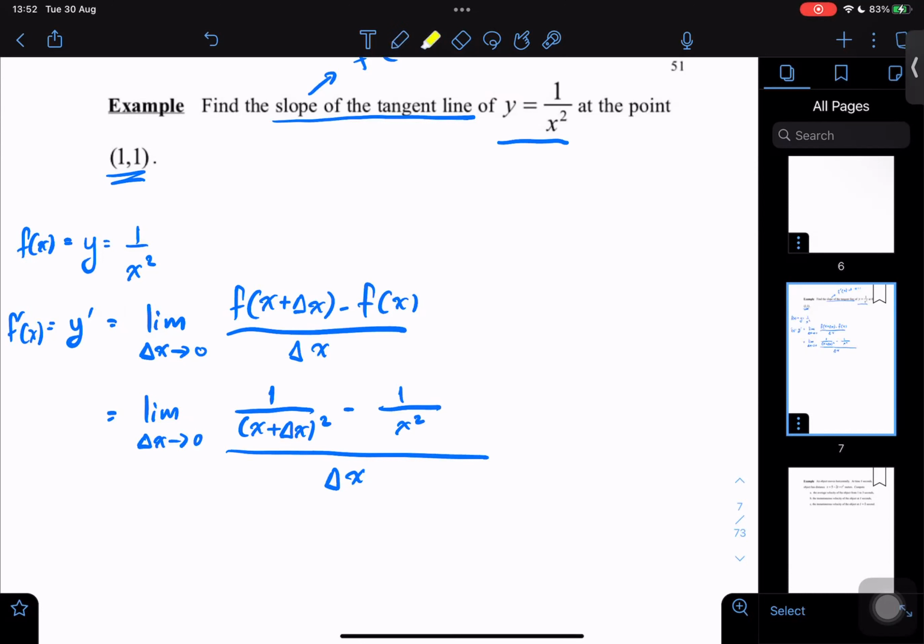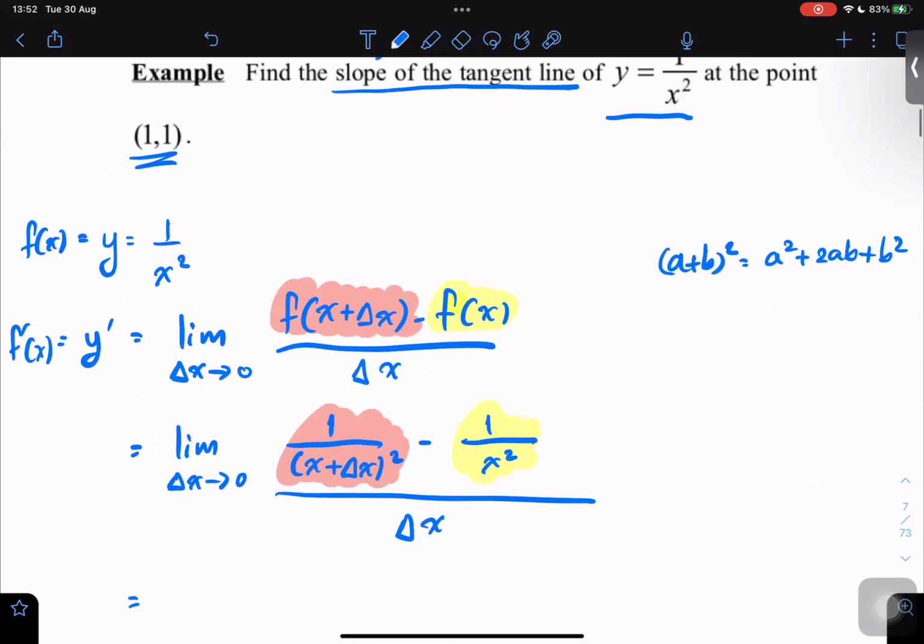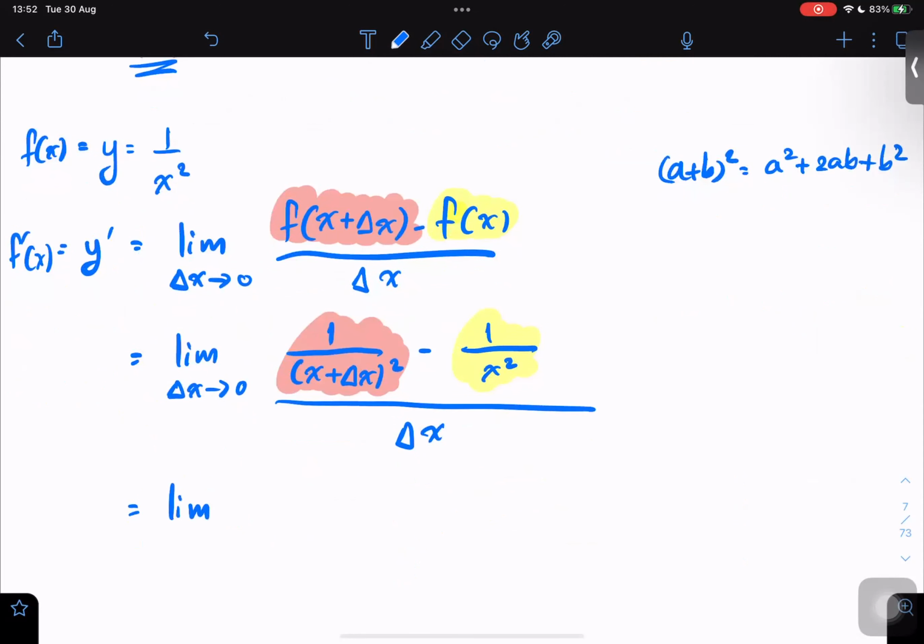Okay, so the yellow part becomes this one, the red one becomes this one. Now we're using the same formula, right? The a plus b whole squared equals a squared plus 2ab plus b squared. So this thing will become the limit of x, wait a minute.